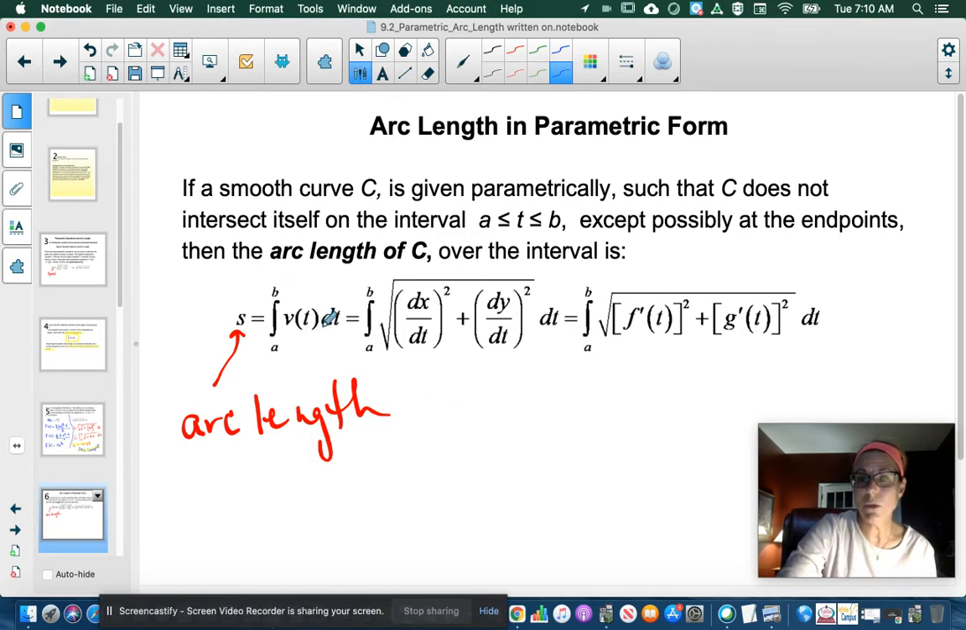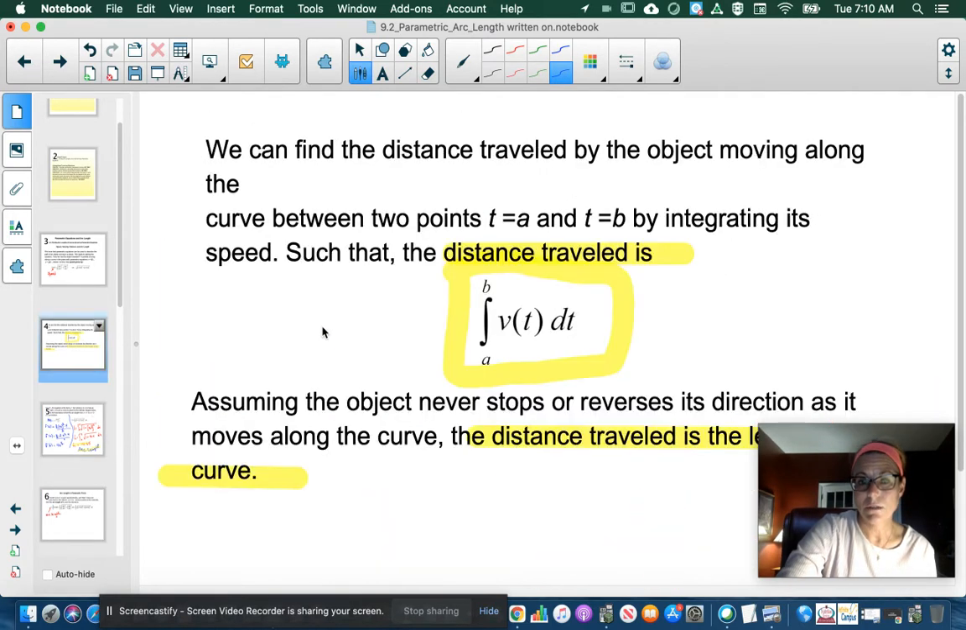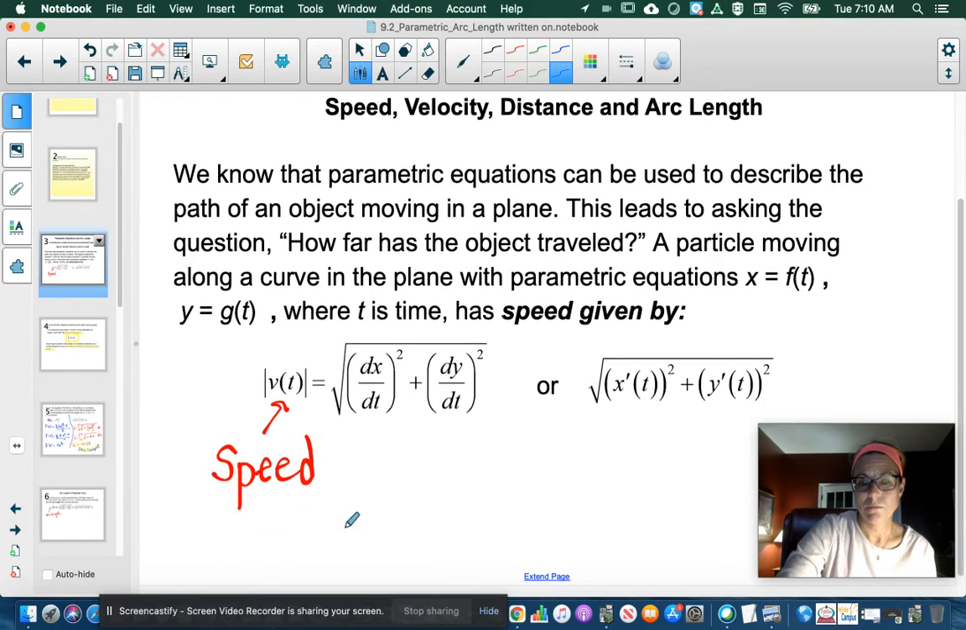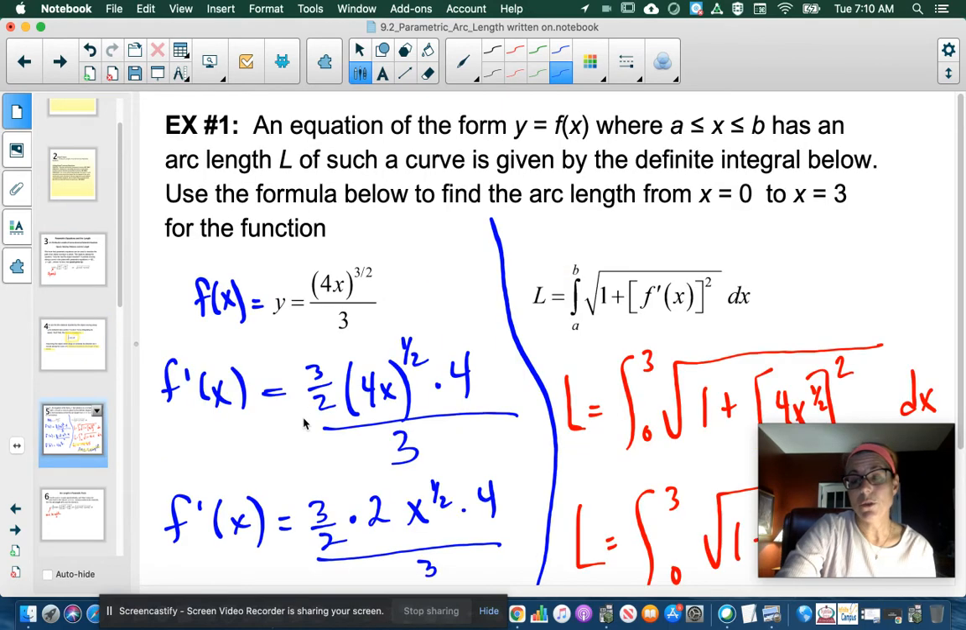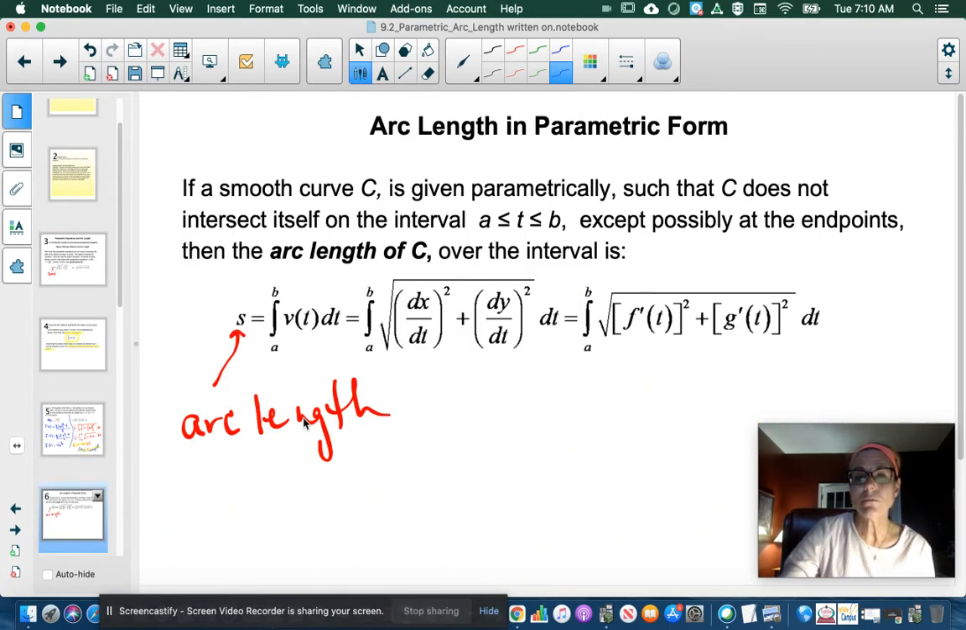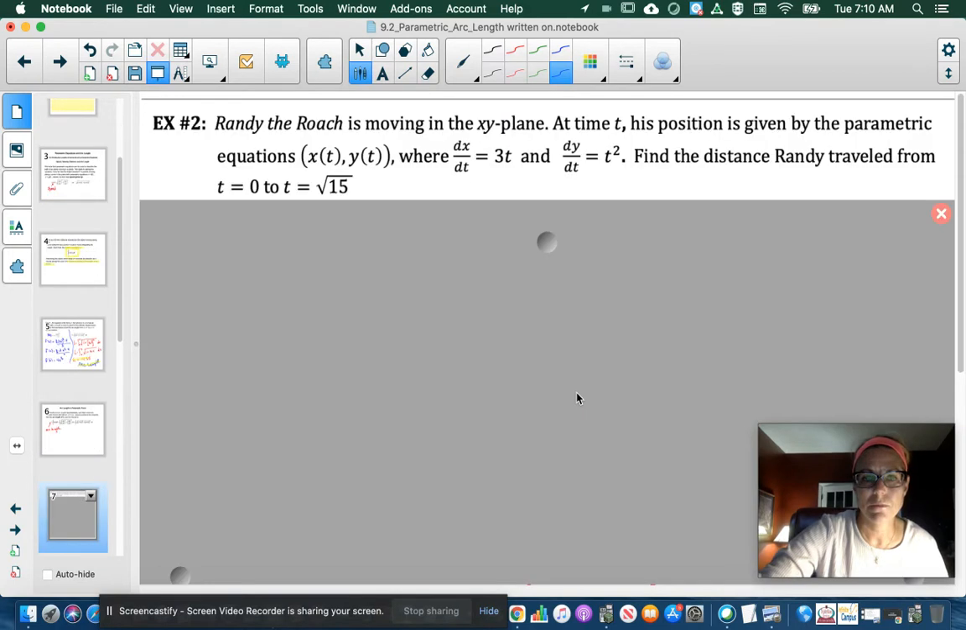And the absolute value of our velocity is speed. The only difference, remember, between velocity and speed, which you know from physics, is velocity has direction attached to it. So that's a formula we're going to use.